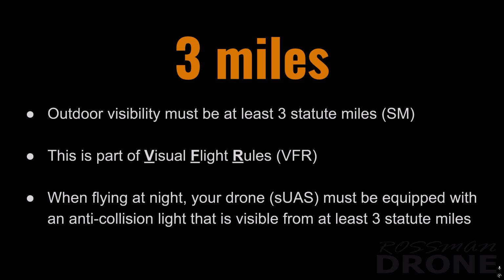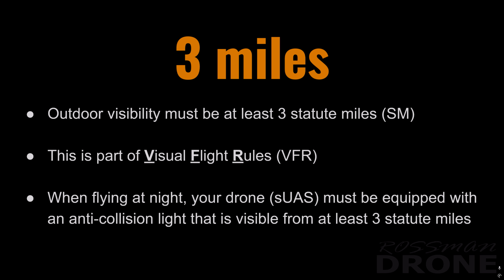3 miles. This is the outdoor visibility requirement for legal flight. If you are looking to fly your drone, there must be at least 3 statute miles of visibility, and you may see statute miles abbreviated as SM, and that's all part of what is called Visual Flight Rules, or VFR. So 3 or more miles of visibility, and you're good to fly.